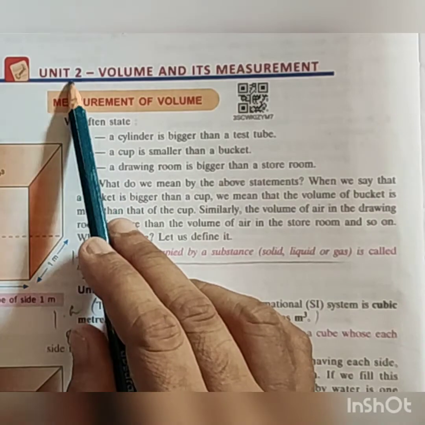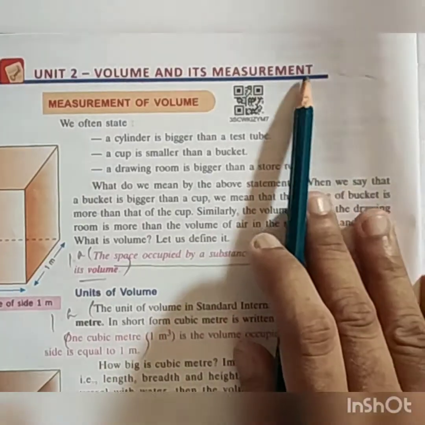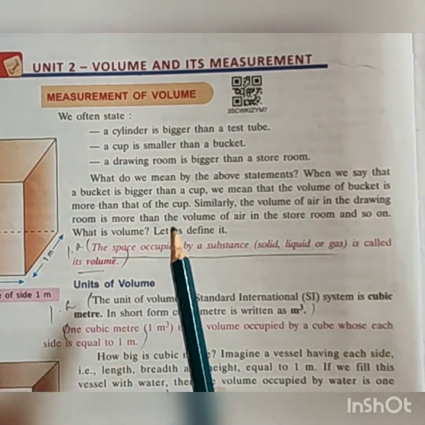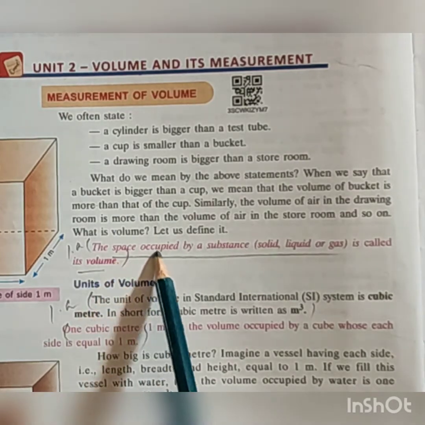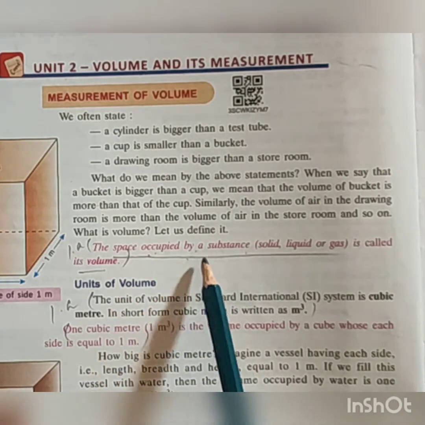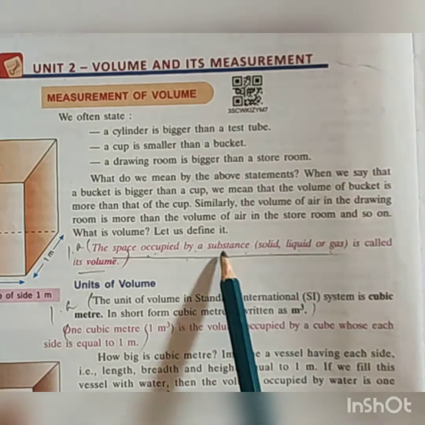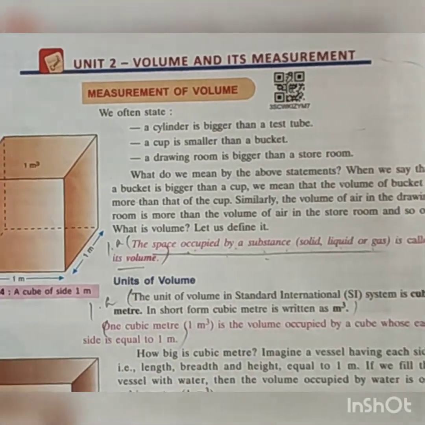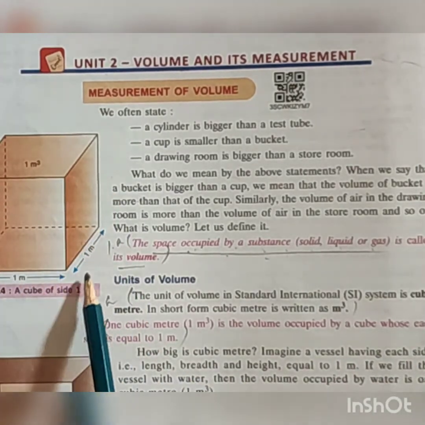Next, in our unit 2 section, we have volume and its measurement. Before starting the particular unit, we need to know what volume is. The space occupied by a substance, whether solid, liquid or gas, is called volume. Here one diagram is given in our book, the diagram of a cube.